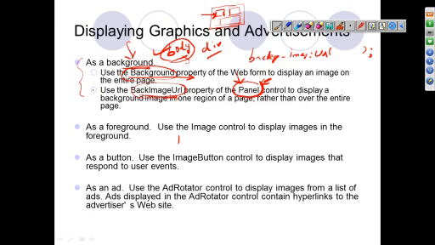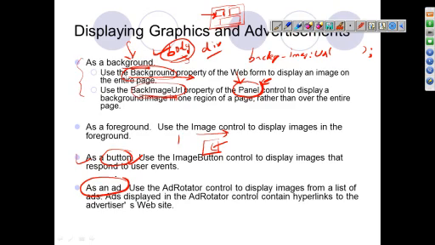Now as a foreground, which you can see, which is the main thing, like an element, we can use image control element in the ASP.NET. If you want to display image as a button, we can use image button, which we have already discussed. So basically that will be an image, but it will behave like a button. It can post back. So image button, and then you can display images as advertisements.